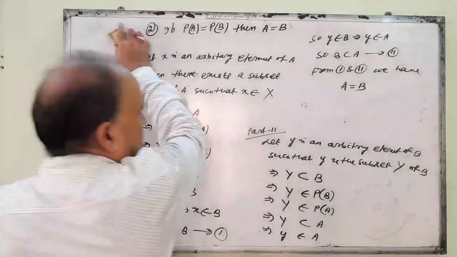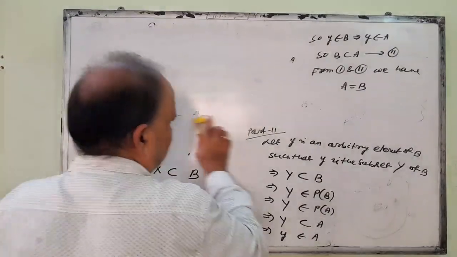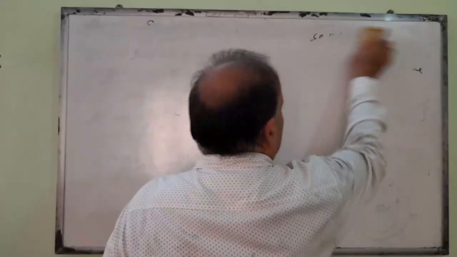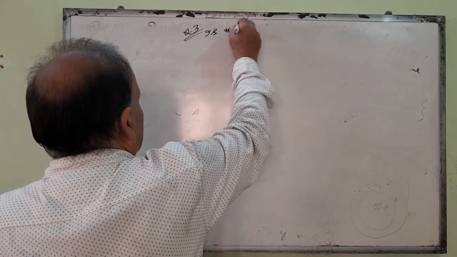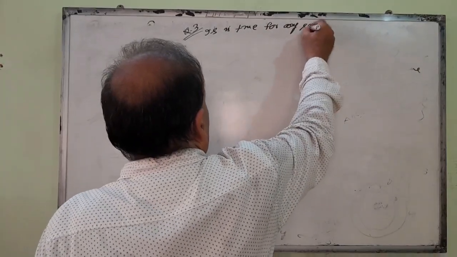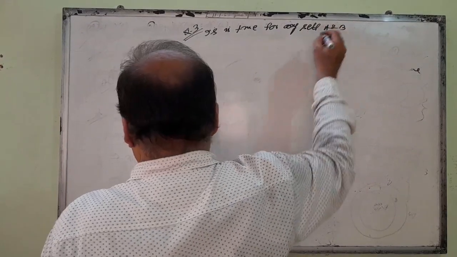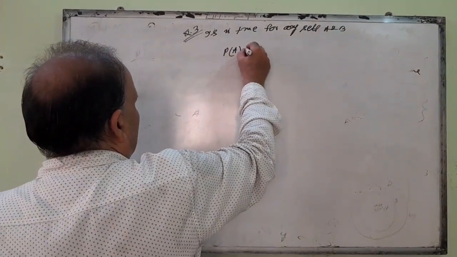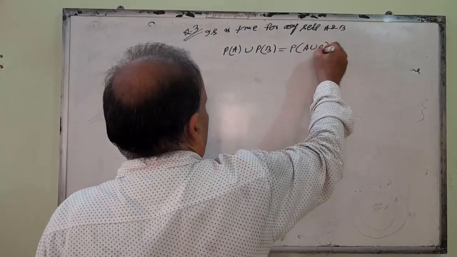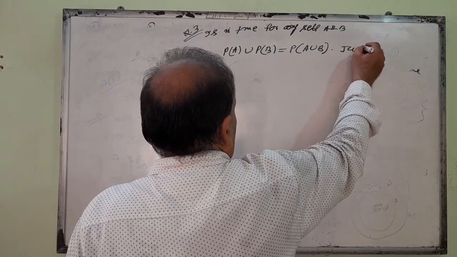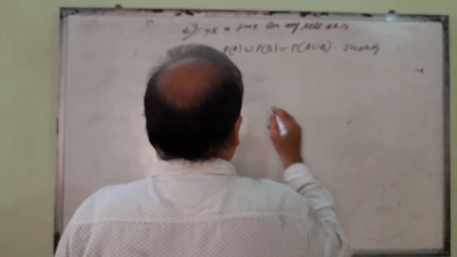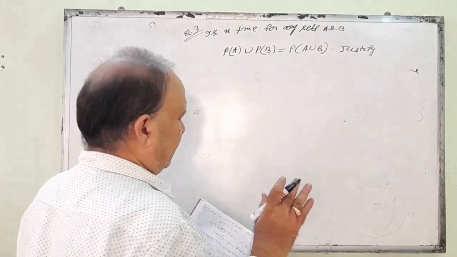Next, come to your third problem. These problems are very, very important. You remember it. Question number 3: Is it true for any sets A and B that P(A) union P(B) is equal to P(A union B)? Justify. In this case, we prove it by taking an example.